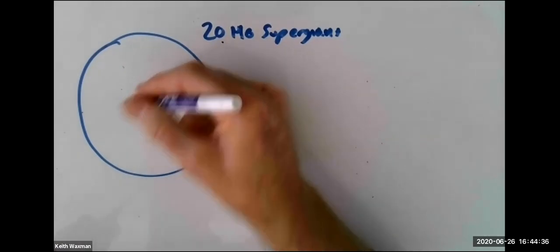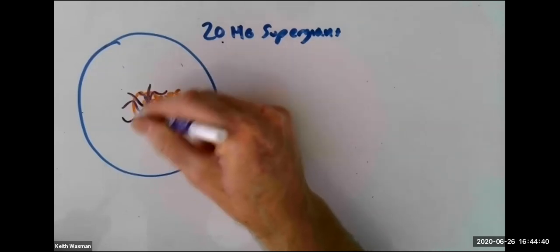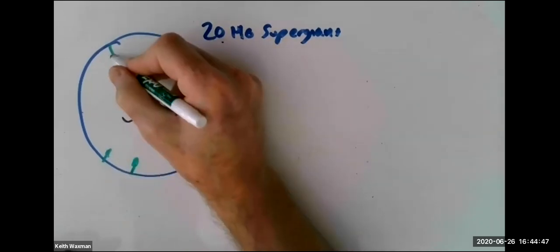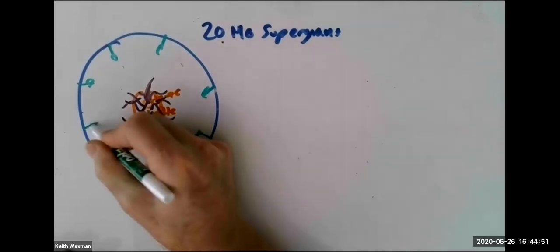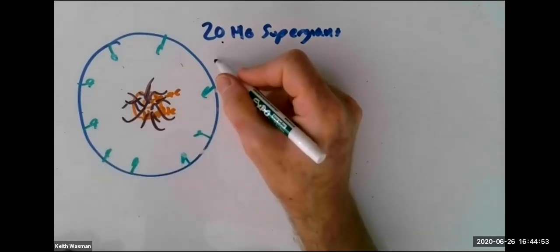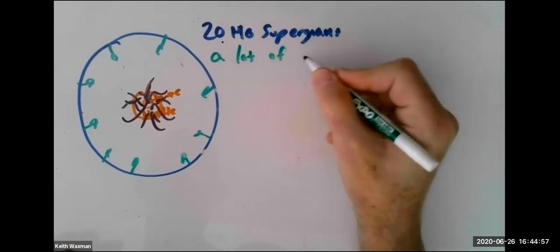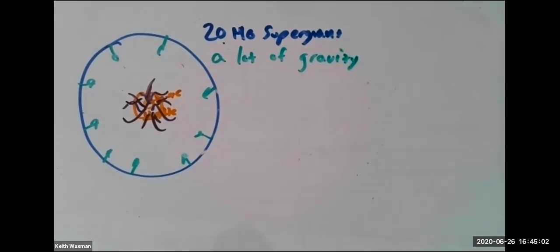Gamma rays from the core, gamma rays from the shell fusion. You need a lot of gamma rays. Why? Because you have gravity bearing down, and this is 20 solar masses. It's not like the Sun, which is 1 solar mass. There's a lot of gravity here. We'll write this: a lot of gravity wanting to compress this. So let's see what's going to go on here.